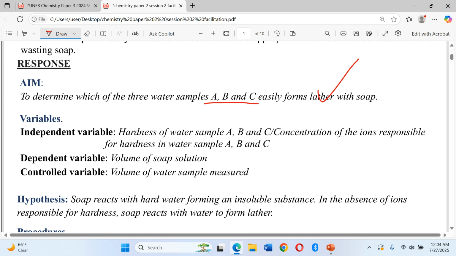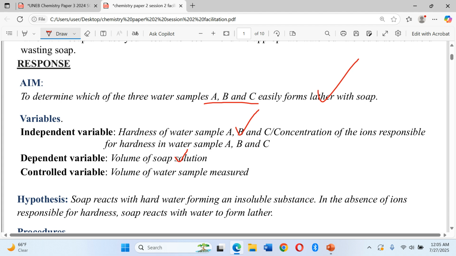And now we are saying that hardness of water samples A, B, and C, or the concentration of ions responsible for hardness in water samples. So we can use any of the 2. It doesn't mean now you start writing that 2. Choose one. The hardness of water samples or concentration of the ions responsible for hardness in water sample A, B, and C. Then the dependent variable, what are we going to be measuring is the volume of soap solution used.